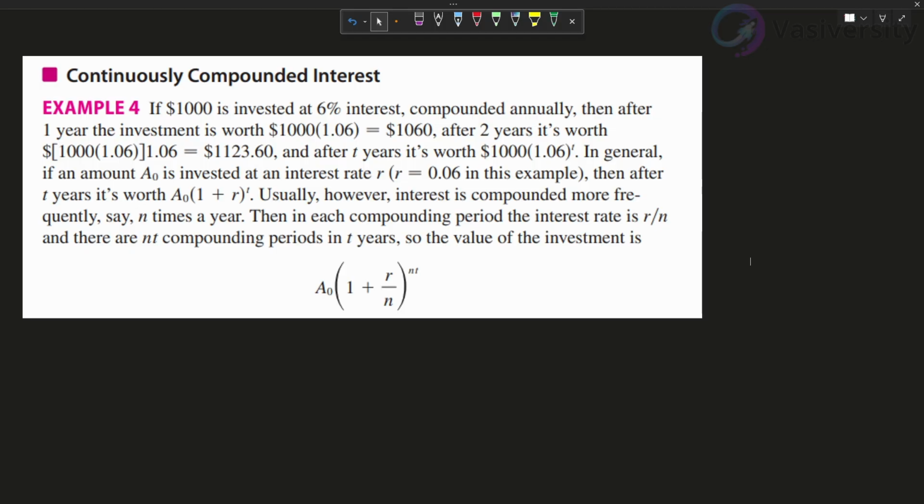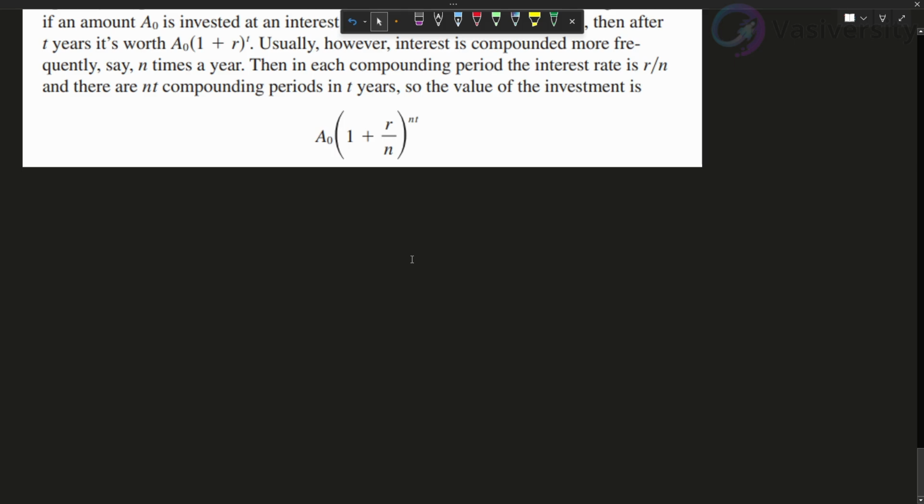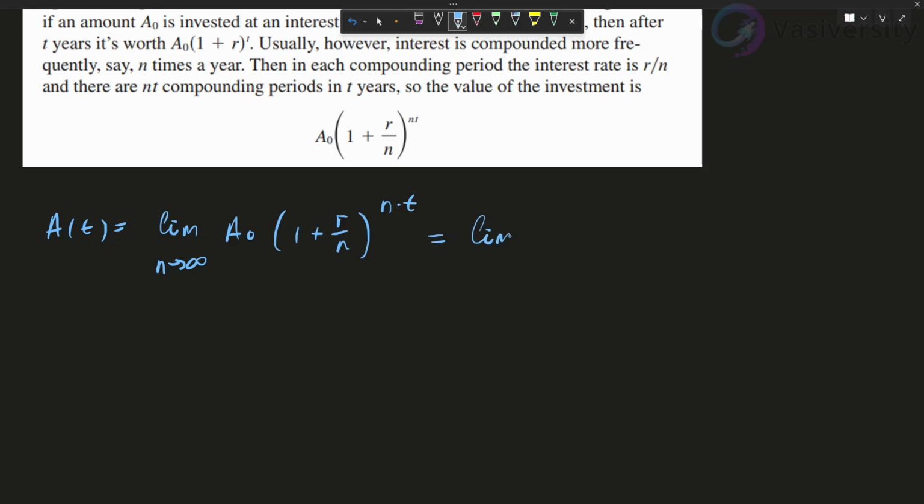However, we can make a continuously compounded equation. How do we do that? Well, A sub t is going to be equal to the limit as n approaches infinity of A sub naught times 1 plus r over n to the power of n times t. So we're going to simplify a little bit. The limit as n approaches infinity of A sub naught times 1 plus r over n to the power of n over r, then to the power of rt.